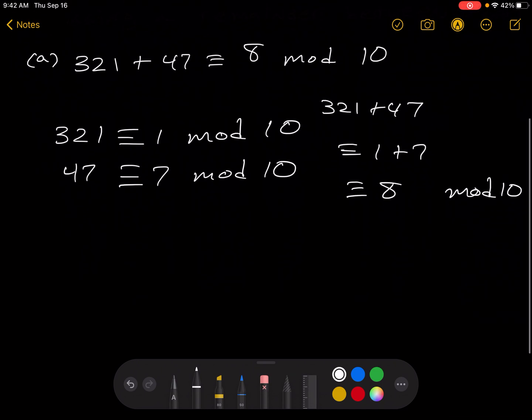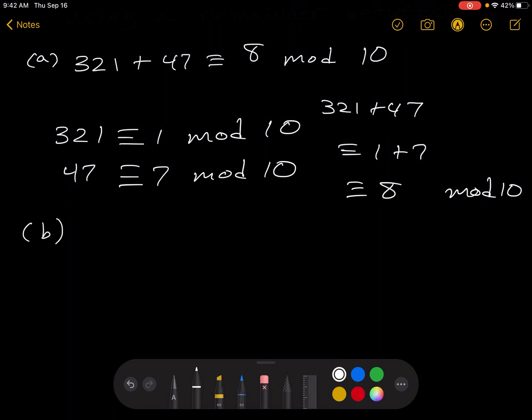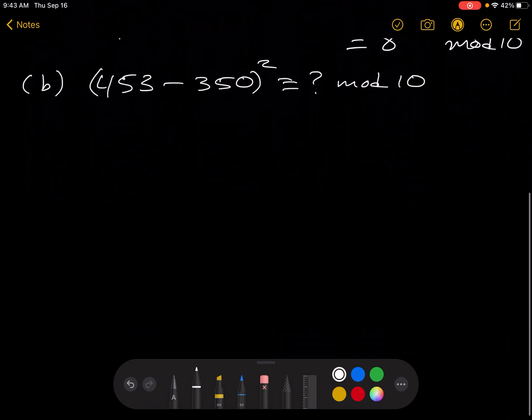Okay, now I'm going to do another couple of examples here. B, we've got 453 minus 350 squared is congruent to what mod 10? So again, let's just do the calculations in a very similar way. You could plug into your calculator 453 minus 350, then square that, and then divide by 10, and the remainder will go there. That'll be your answer. That would totally work, so you could do that if you want.